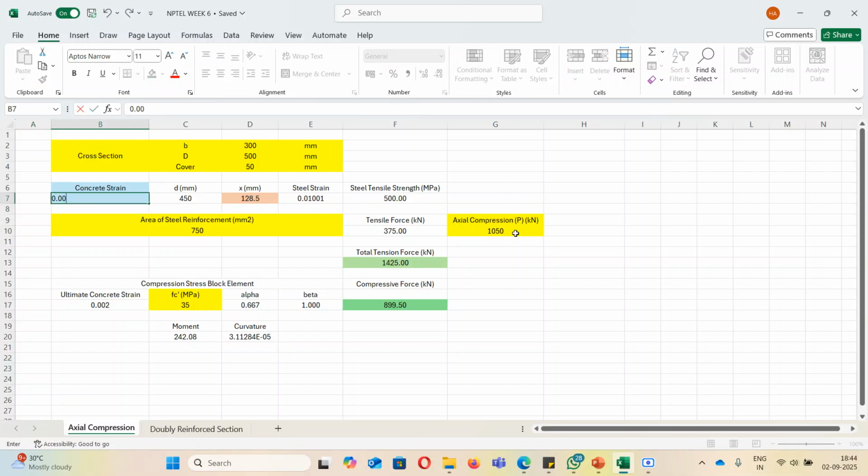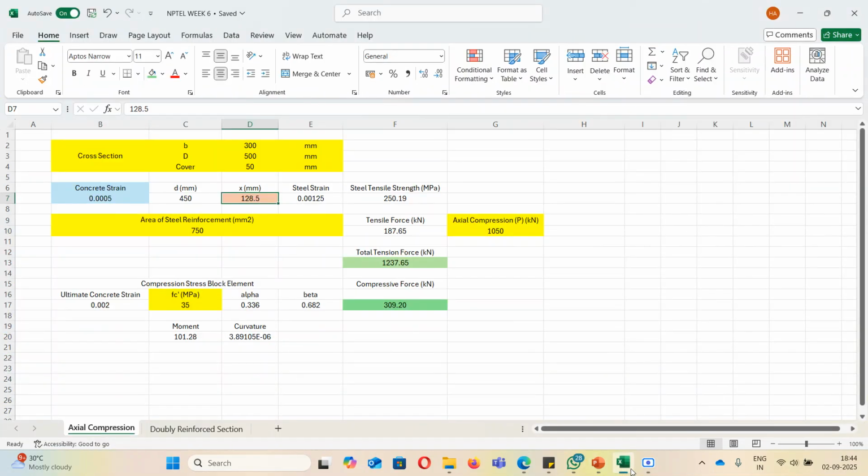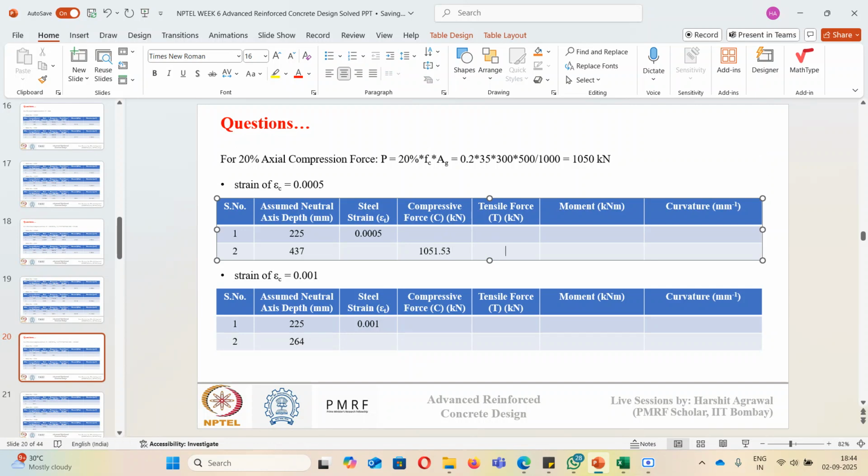Again for 0.0005 strain, the neutral axis depth will be 437, and you will find compression force and tension force are equal. Okay, and at this depth, the compression force is 1051.53, tension force is 1052.33, moment capacity is 106.67, and curvature is 1.14 e minus 6. Okay, similarly I will just do the calculation here for you.